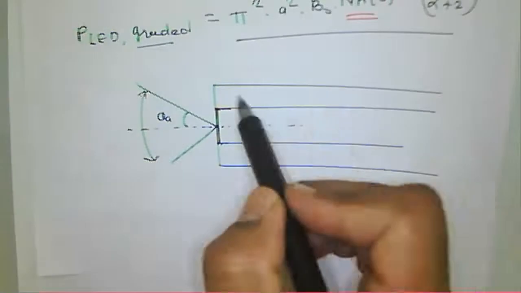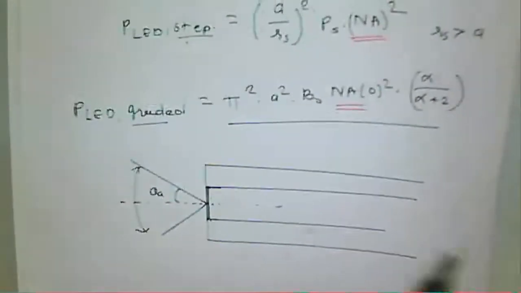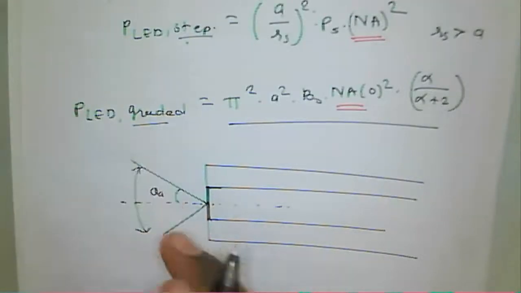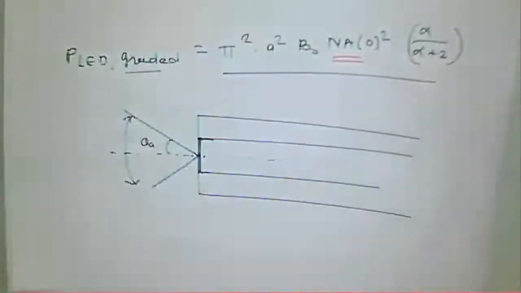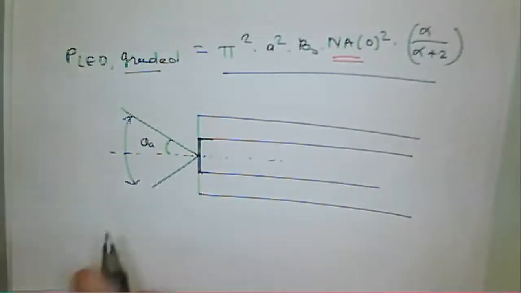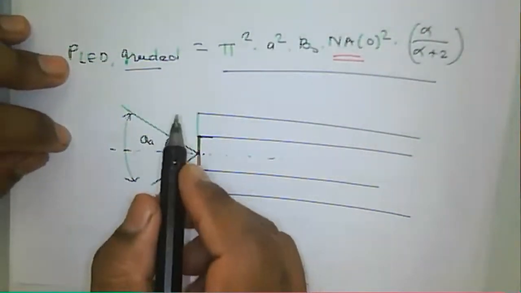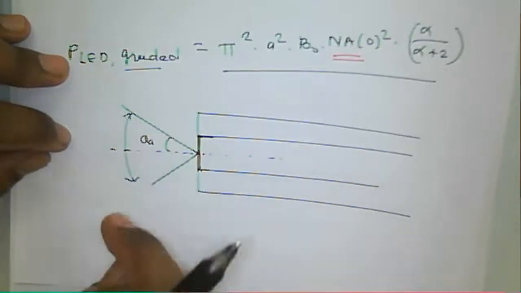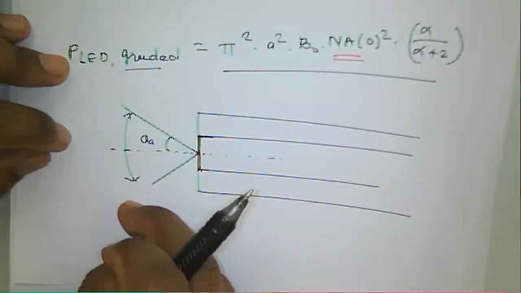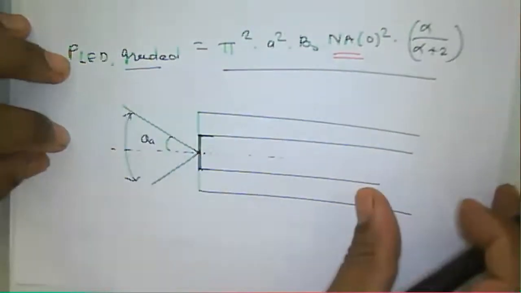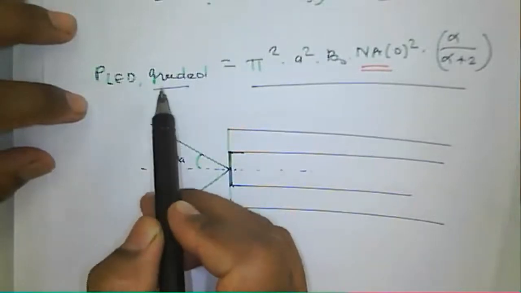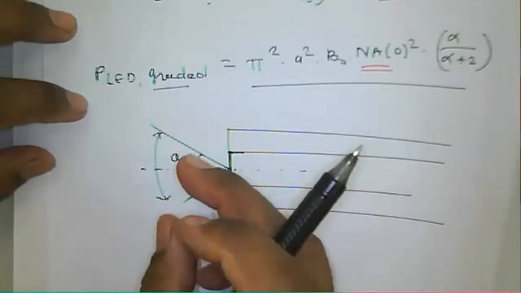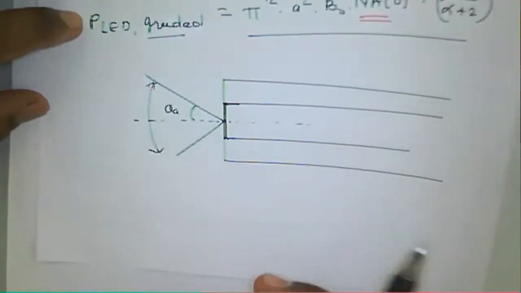And again, we need to know for a given source, how much the wavelength will be. That part we have seen earlier in module 1. Which wavelength is supposed to propagate through the fiber? Because if you consider a gradient index fiber, then the number of modes propagating through the fiber depends upon the wavelength.